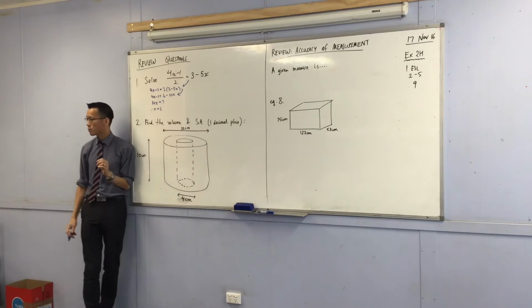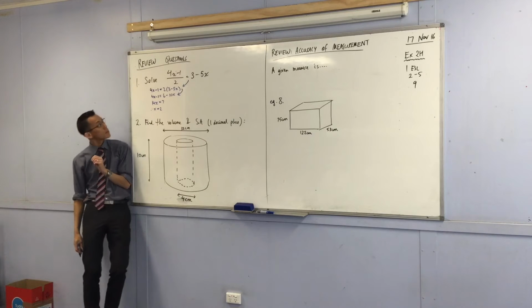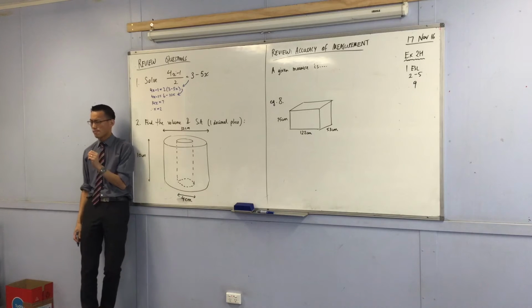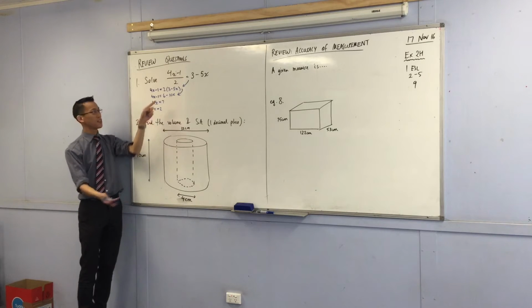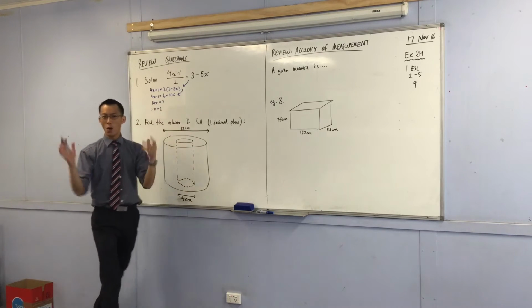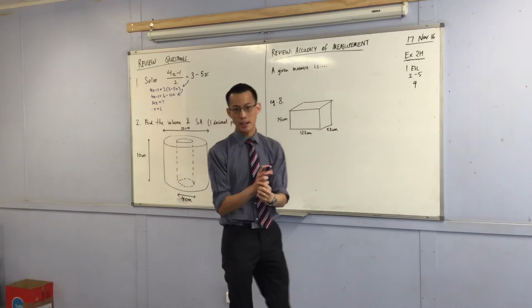Line 2 to line 3. What's been done? You expand. I think there's expansion, right? The left-hand side has not changed. It's just the right-hand side, and we wanted to get rid of the brackets. Why is getting rid of the brackets a good idea?